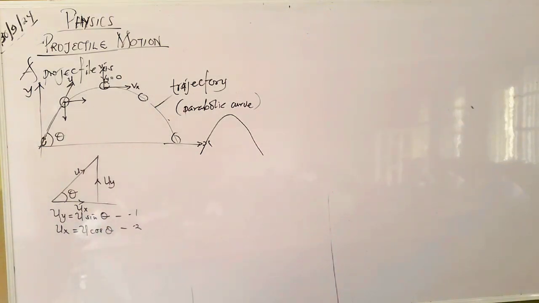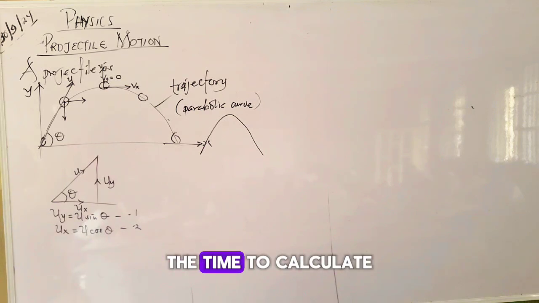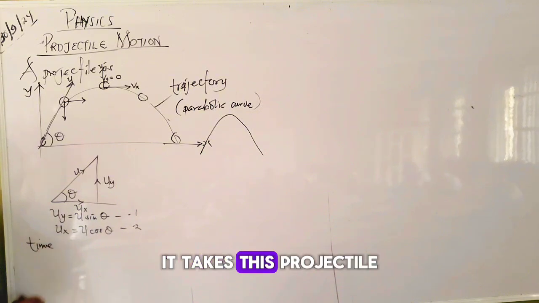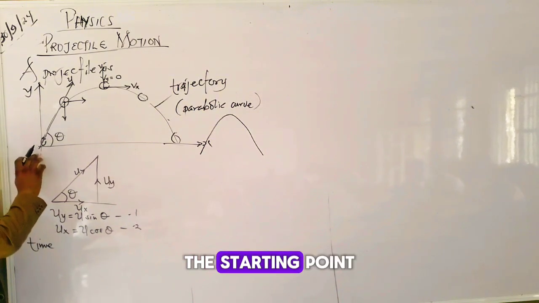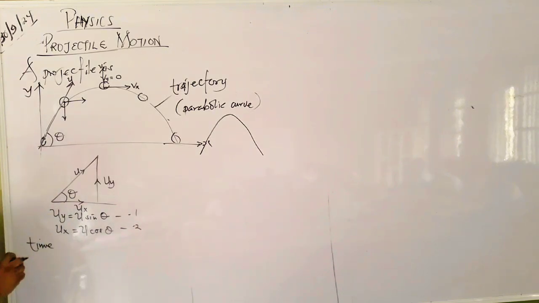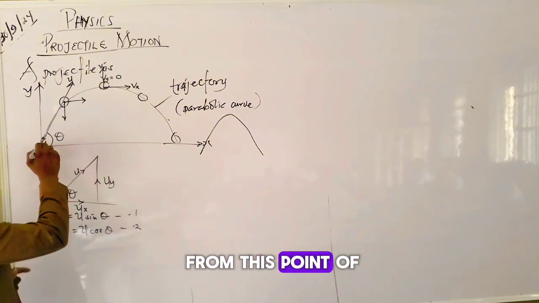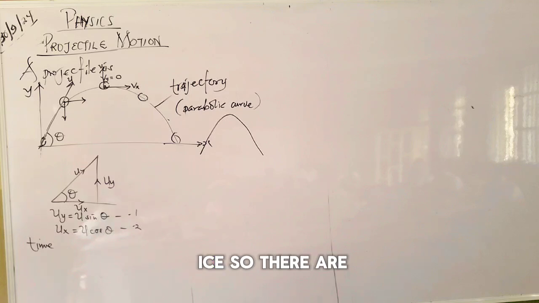So with this, we want to calculate, let's start with the time. To calculate the time it takes this projectile to move from the starting point, the point of projection, this is the point of projection. That's not the time of flight. We mean the time it moved from this point of projection to the highest height.